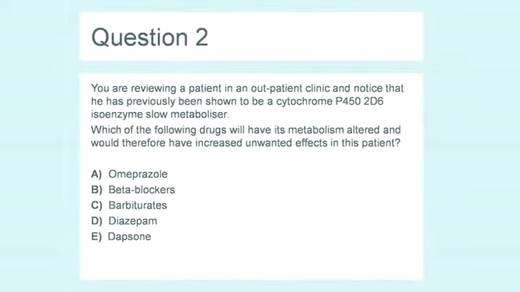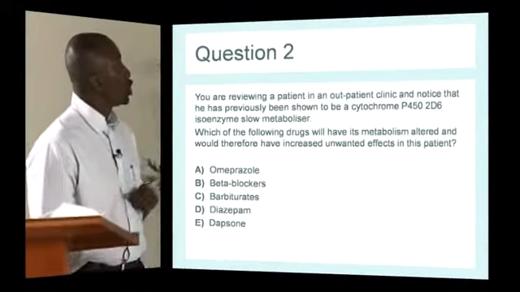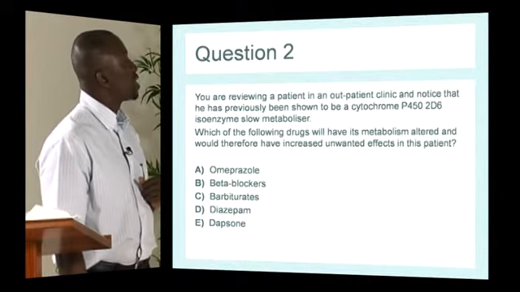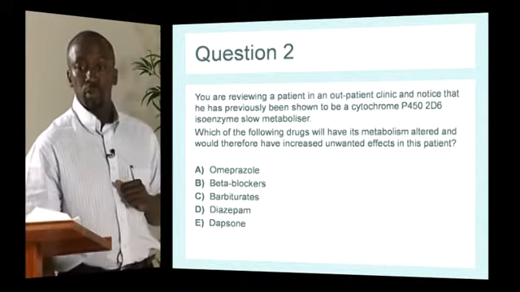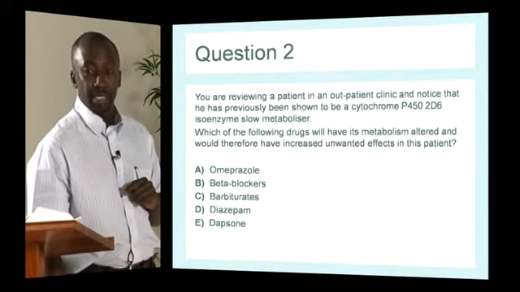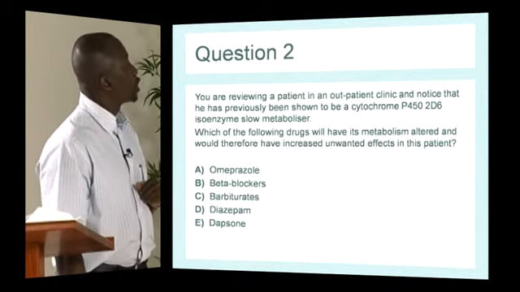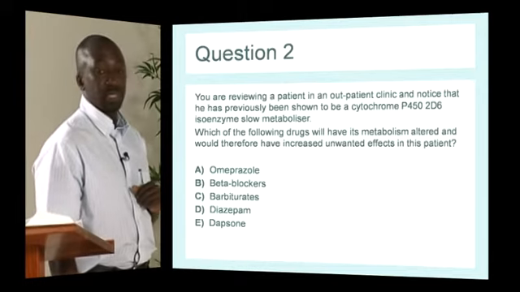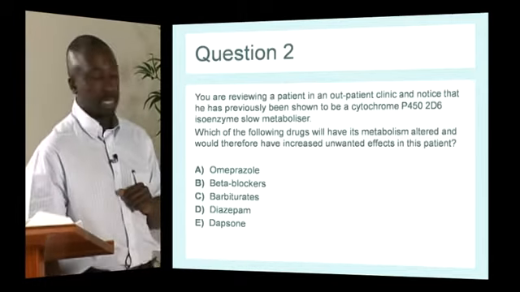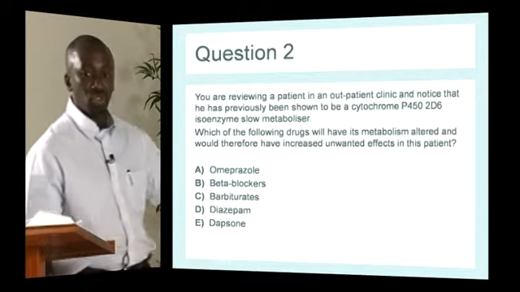Let us now consider question 2 on metabolism. You are reviewing a patient in an outpatient clinic and you notice that he has previously been shown to be cytochrome P450 2D6 isoenzyme slow metabolizer, that's 2D6. Which of the following drugs will have its metabolism altered and would therefore have increased unwanted effects in this patient? Consider these drugs.